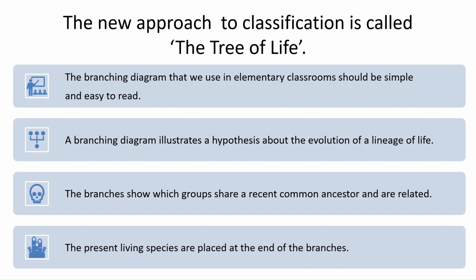The branching diagram that we use in elementary classrooms should be simple and easy to read. A branching diagram illustrates a hypothesis about the evolution of a lineage of life. The branches show which groups share a recent common ancestor and are related. The present living species are placed at the end of the branches.